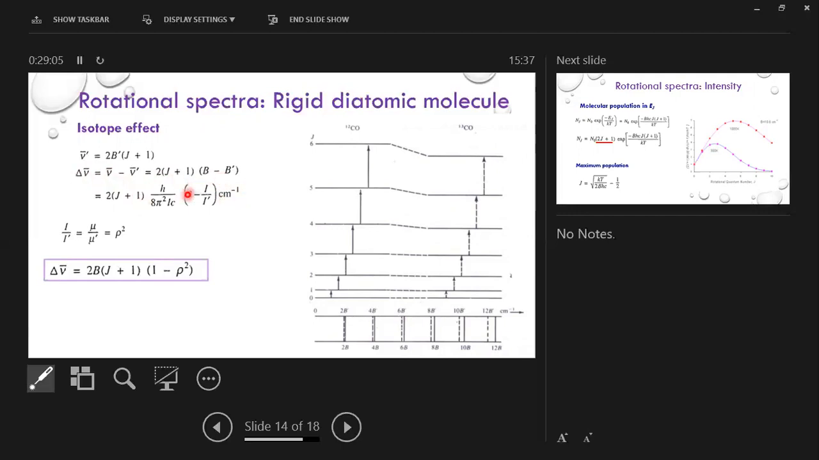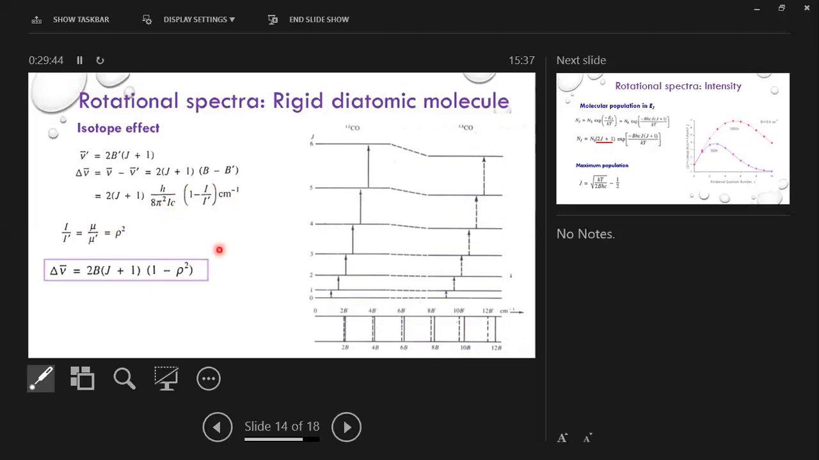And if we take a common of these, and if we take these B values, h by 8 pi square I c, and we have I over here, then we have this kind of expression. And here we have used this rho as the ratio of this molecule. I think this I should not be here. Okay, this I should not be here because I is already over here. Oh no, I is taken. No, I should be here. Okay, it's okay. And this is the expression. And I by I dash is basically rho square, that is the ratio of the moment of inertia of the molecule and its isotope.